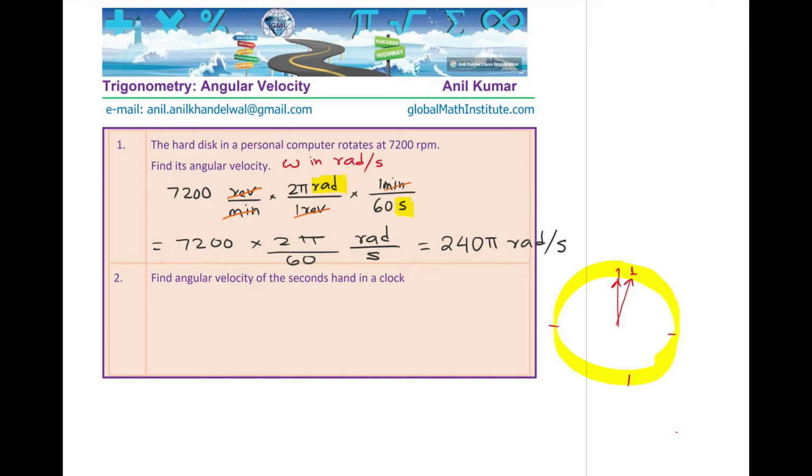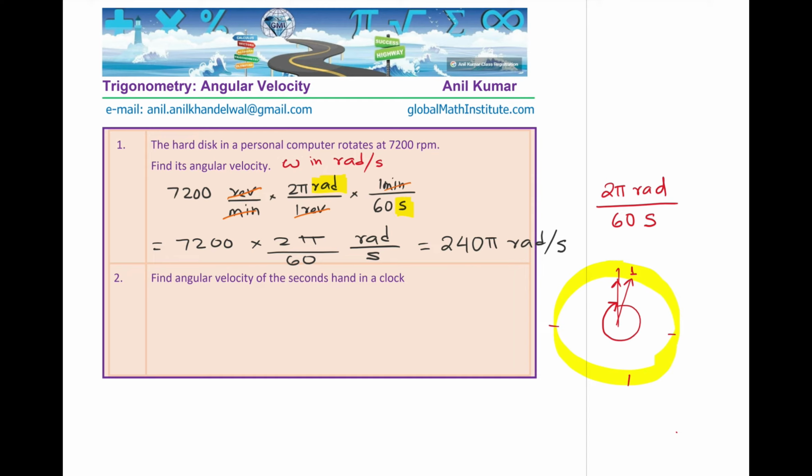Now, think of it like this. It takes 60 seconds to move the full circle, right? So 2 pi is the radians, and that circle is done in 60 seconds. You could think like this: one full circle goes through in 60 seconds.